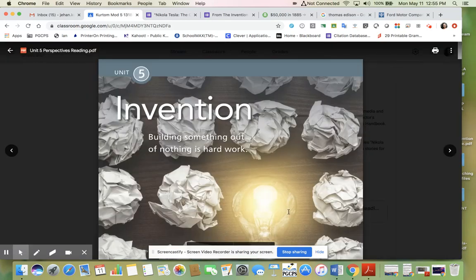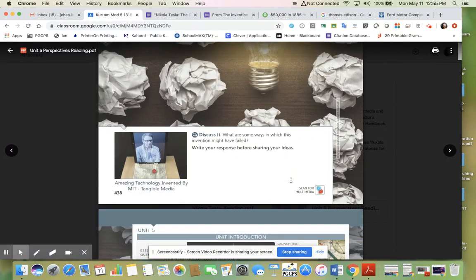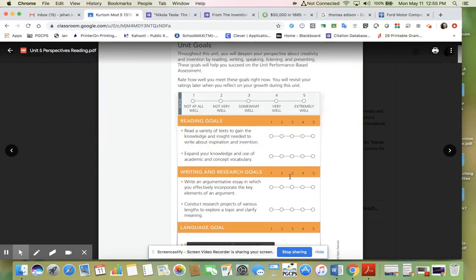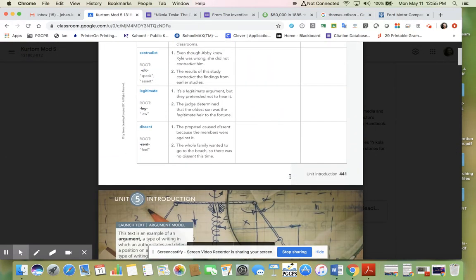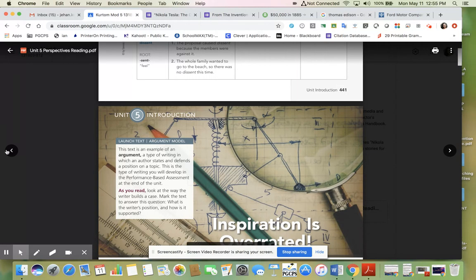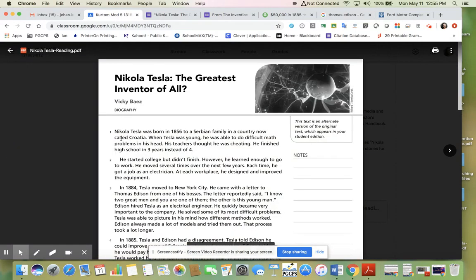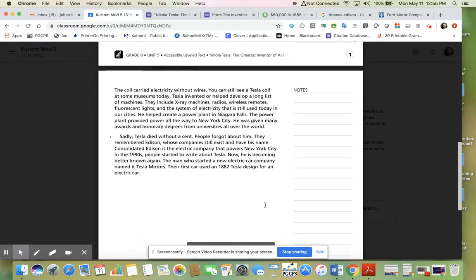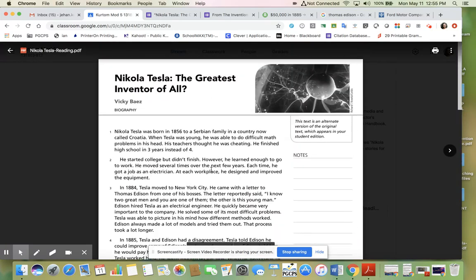For this quarter, as I've said before, we are focusing on Unit 5. And so I have uploaded this here for you, and you are able to get any story that we're covering, okay? That's one. If you don't want to go in and scroll through the whole thing, I've also found a simpler level text for you to follow there. And then that's the Nikola Tesla, the greatest inventor of all. That's the biography that we covered today in our virtual class.